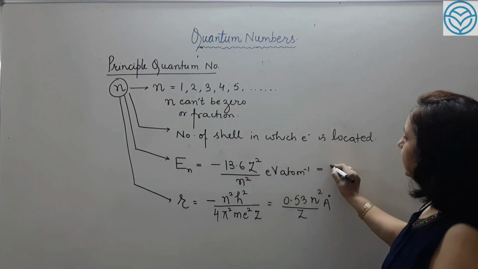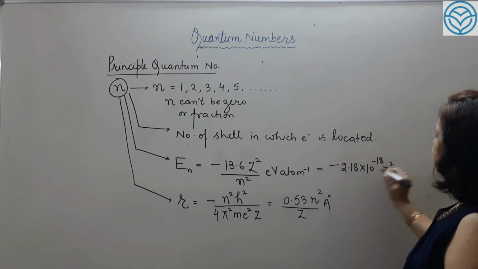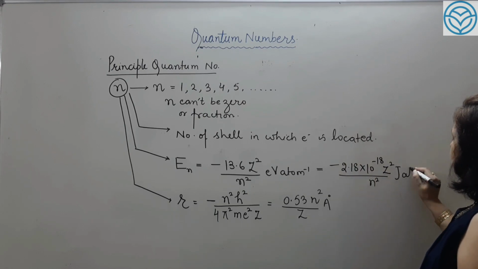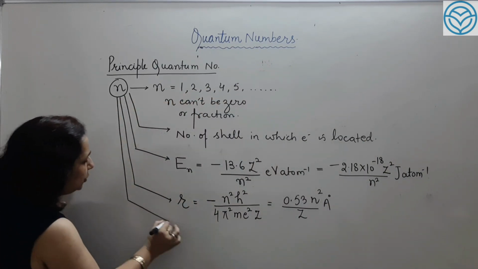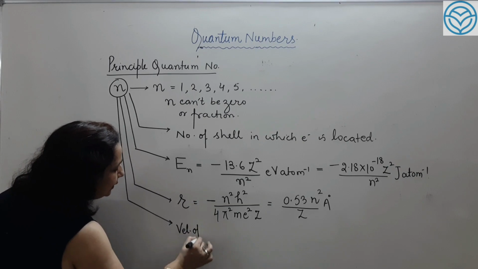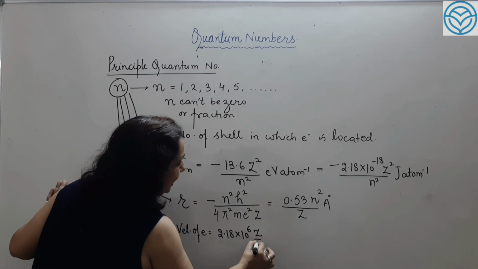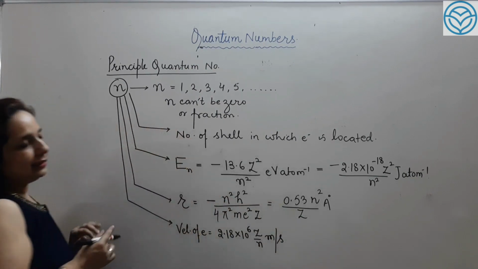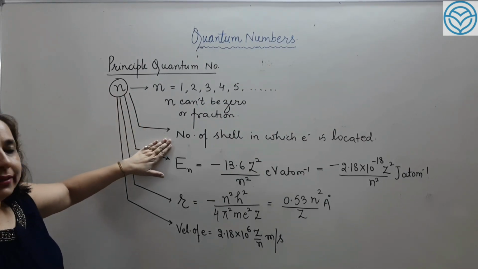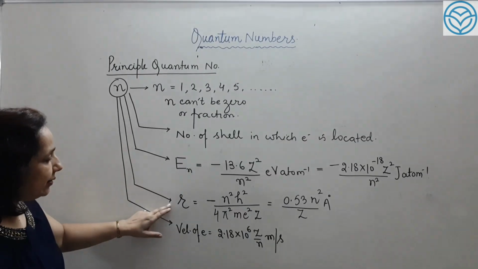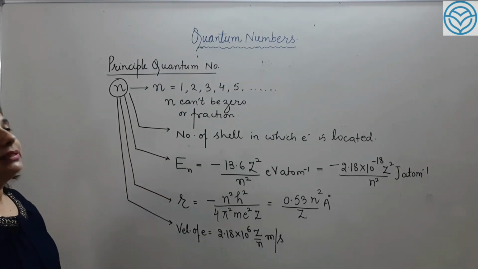Even energy can be converted into joule per atom: 2.18 into 10 raised to power minus 18 Z square upon N square, in joule per atom. This quantum number is also going to tell us about the velocity of the electron, which is 2.18 into 10 raised to power 6 Z by N meter per second. It means if you know the value of N, you can understand which shell it is. You can understand the energy of the shell, you can calculate the radius of the shell, you can understand the velocity of the electron. All these can be known by using the principal quantum number.